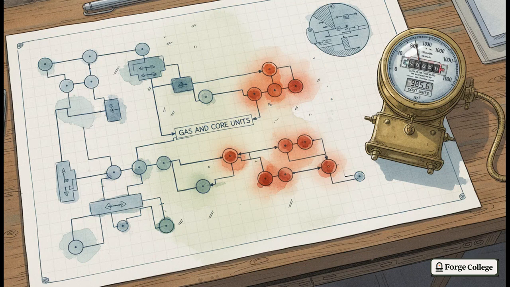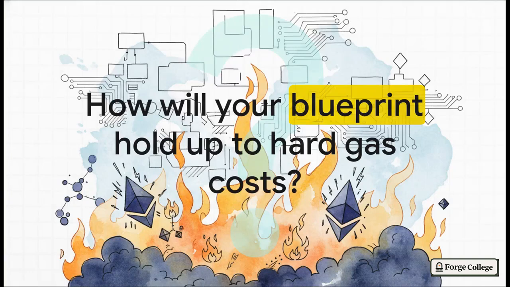So how does this set us up for the future? Well, next up in our module is define gas and core units. Your newly minted schematic clearly shows exactly where the execution costs are concentrated, so keep that flowchart and metadata handy. We're going to take these visual hotspots and translate them into concrete, measurable gas metric targets. Which brings us to a final thought for you to chew on. How will your visually pristine execution blueprint hold up when we finally attach cold, hard gas costs to every single node? It's going to get very real very fast.